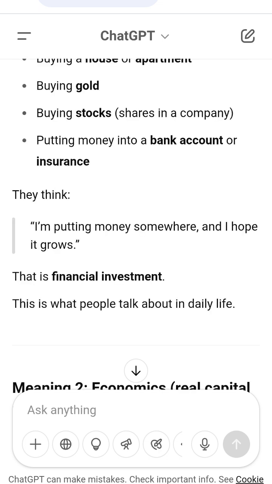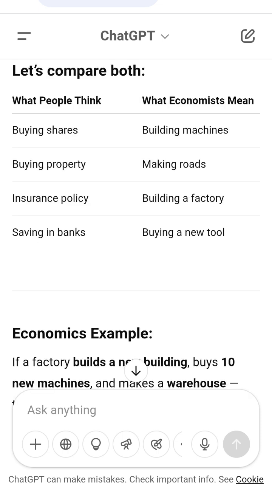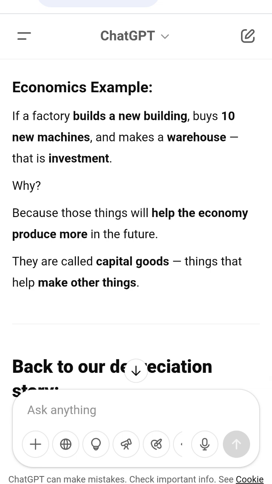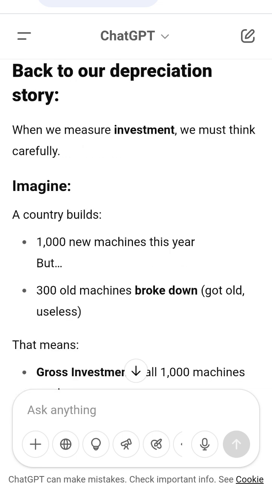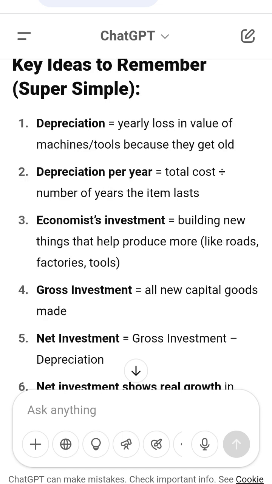Key ideas to remember. Super simple. 1. Depreciation equals yearly loss in value of machines and tools because they get old. 2. Depreciation per year equals total cost divided by lifespan, since no item lasts forever. 3. Economists' investment equals building new things that help produce more, like roads, factories, tools. 4. Gross investment equals all new capital goods made. 5. Net investment equals gross investment minus depreciation. 6. Net investment shows real growth in machines and buildings.